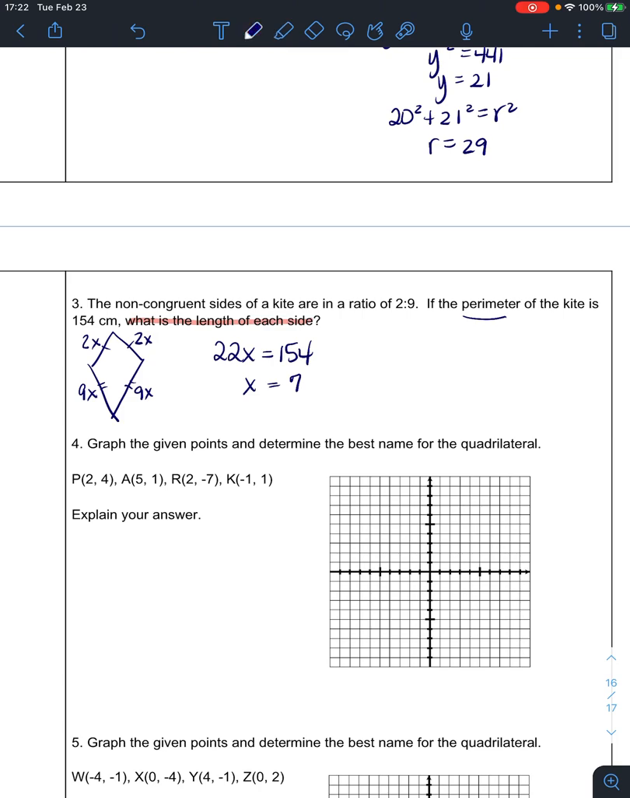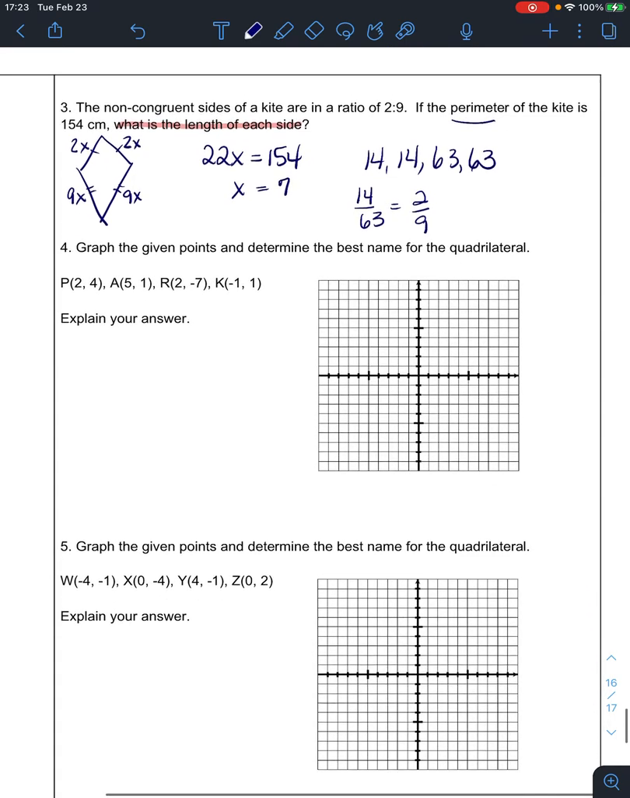Now it asks what's the length of each side. So we need to go back and plug it in. So the length of each side, we would have 14, 14, 63, and 63. And you can see that they are a ratio of 2 to 9, right? If I do 14 over 63 and reduce that, I get a ratio of 2 to 9. So that's where that ratio of 2 to 9 comes from.